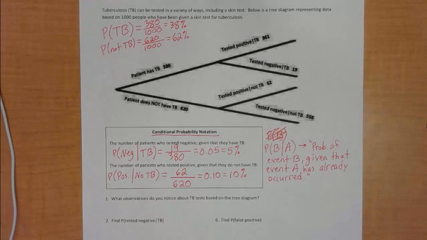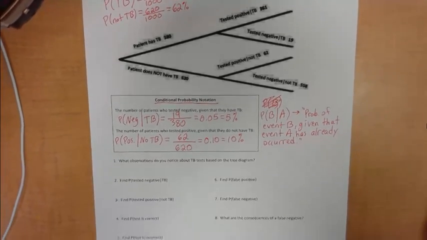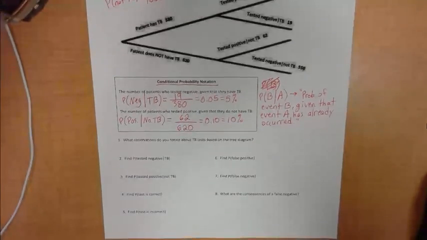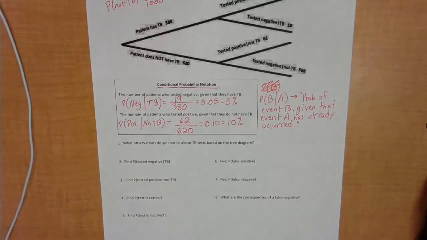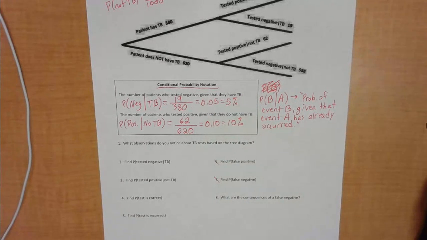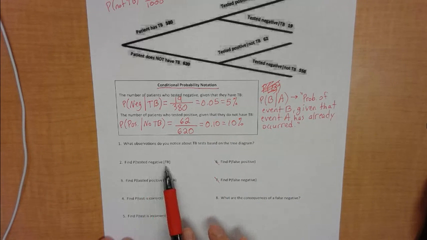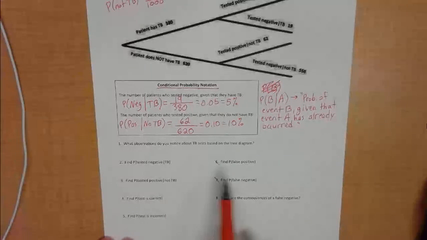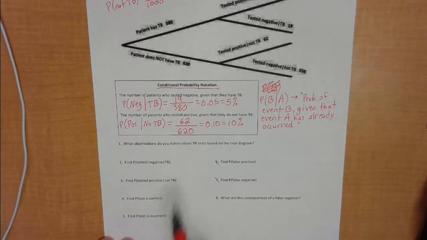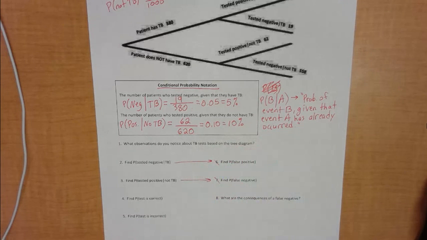So let's do a couple more examples here. We already found number 6 there. If we adjust our camera here, you can see some more of our practice problems. We already did number 6 and number 7. We just found false positives and false negatives. So if I wanted to do number 2, find the probability of testing negative given that you have TB, that's actually the same as what we just found. So these are kind of the same sort of ideas.